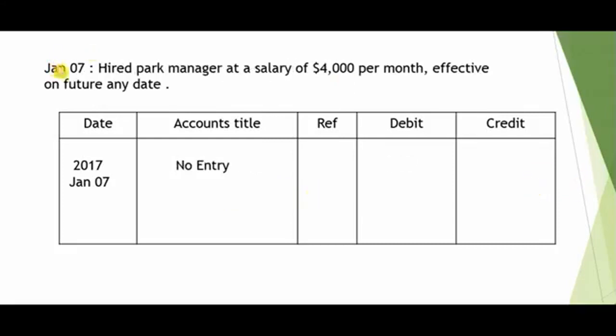The fifth transaction is, on 7th January, hired a park manager at a salary of 4,000 per month, effective on a future date. Here he has not yet performed or been paid, and it is effective on a future date. So that's why we write here no entry.